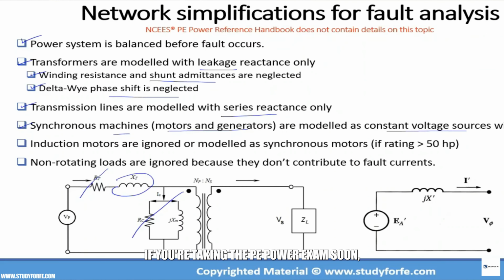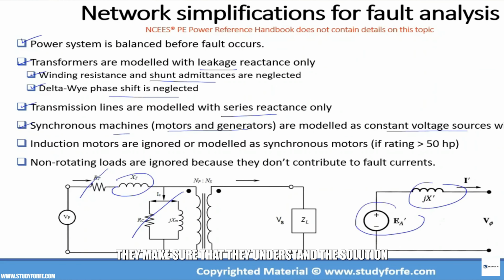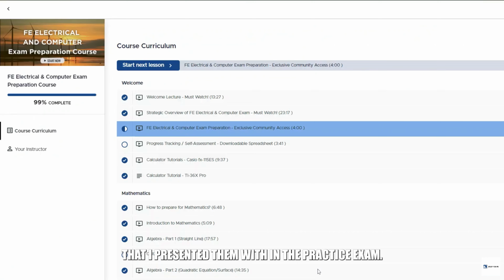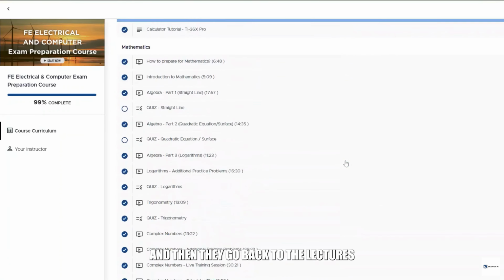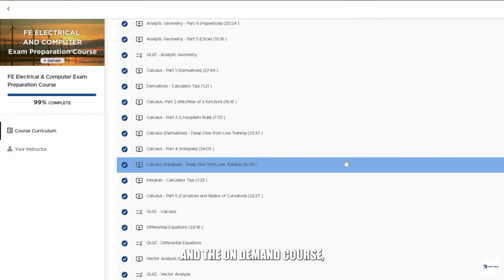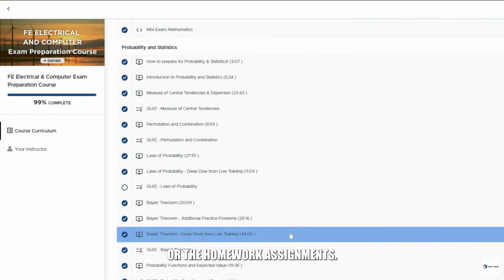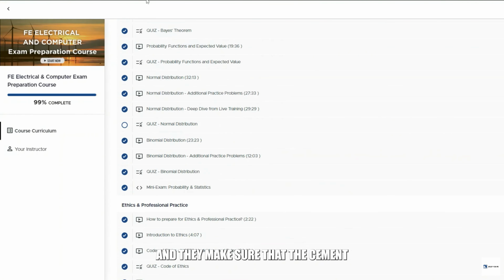If you're taking the PE Power exam soon, then by going through a practice problem on fault analysis, they make sure that they understand the solution that I presented them with in the practice exam, and then they go back to the lectures in the on-demand course or in the live training session or the homework assignments, and they make sure that they cement their understanding.